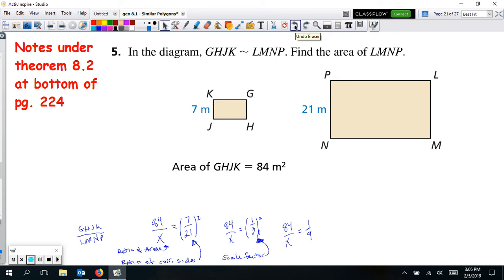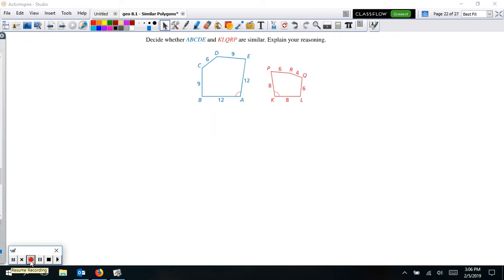So now we have a proportion that we can solve, and so we got x times 1 is 1x, and just going to multiply 84 times 9, and it's not 84.9, it's 84 times 9 is 756 meters squared. So that is our answer for this one. That is the area of the LMNP.